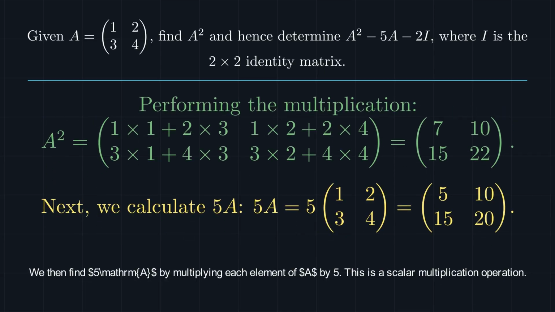We then find 5A by multiplying each element of A by 5. This is a scalar multiplication operation.